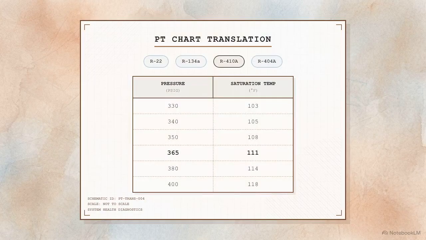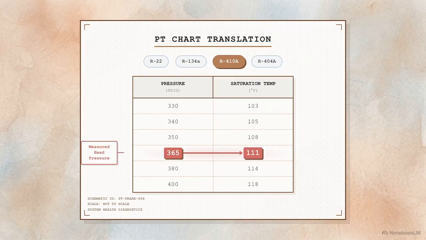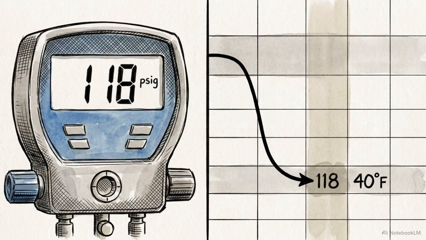This table is a pressure temperature chart. It is the mandatory tool needed to convert raw gauge readings into usable internal temperature data. The first step is always identifying the specific refrigerant. Each blend has a different pressure-temperature relationship. If your high side gauge reads a head pressure of 365 psig, you trace that value across the chart to find its matching condensing saturation temperature of 111 degrees. For contrast, a pressure of 118 psig equals a 40 degrees saturation temperature.